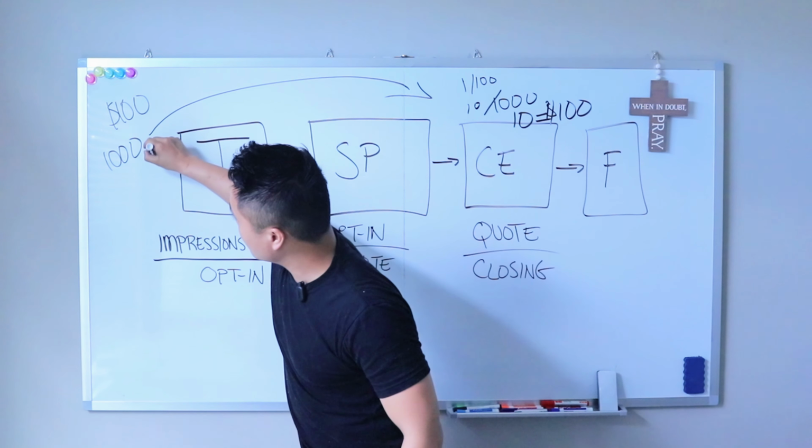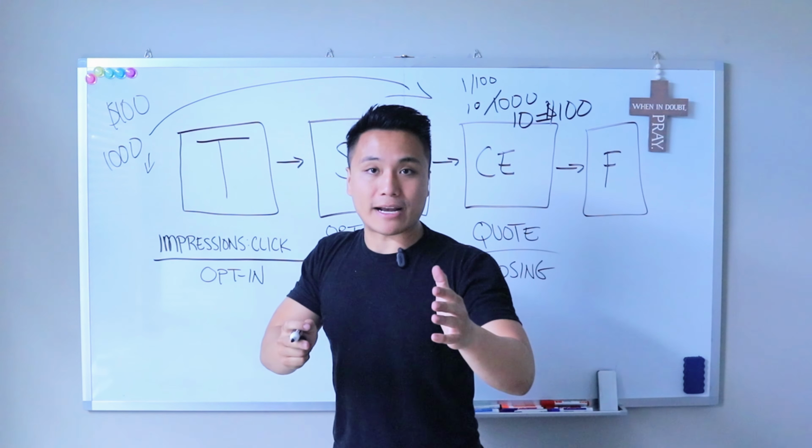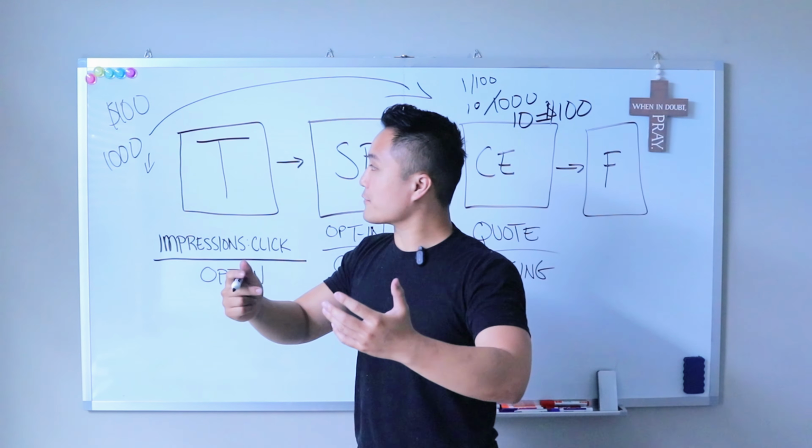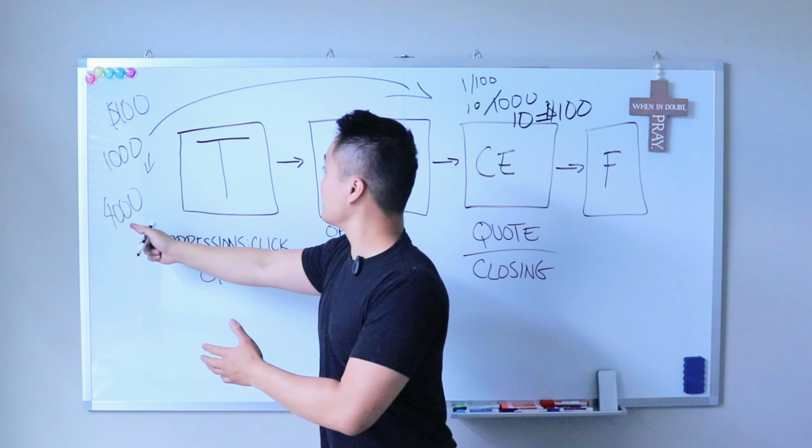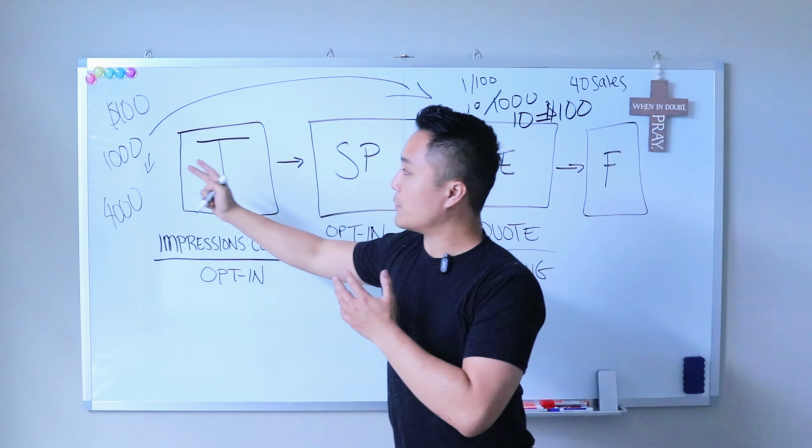This can either go down, so you can run better ads, better targeting, or give a better offer, and for $100, you might get 4,000 visitors, okay? And out of 4,000 visitors, you might get 40 sales. That's one way to do it.